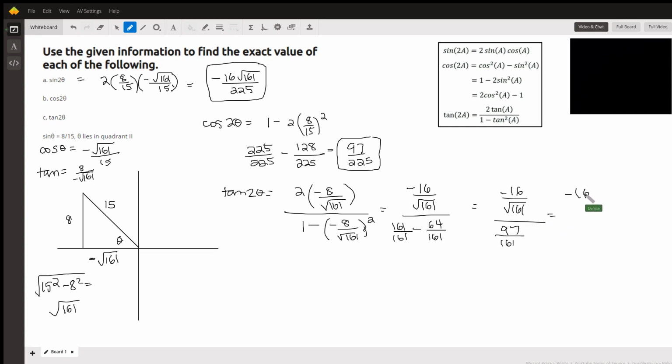If I change this into multiplication and flip this one, I get negative 2576 over 97 radical 161 for my answer. Now you could rationalize this multiplying by square root of 161 over 161 if your instructor requires that. Otherwise, there they are.